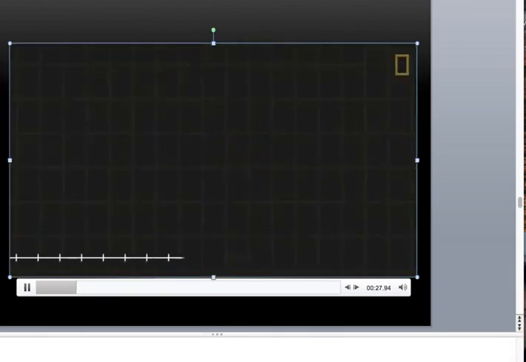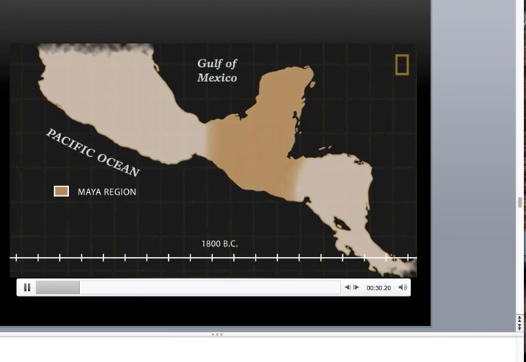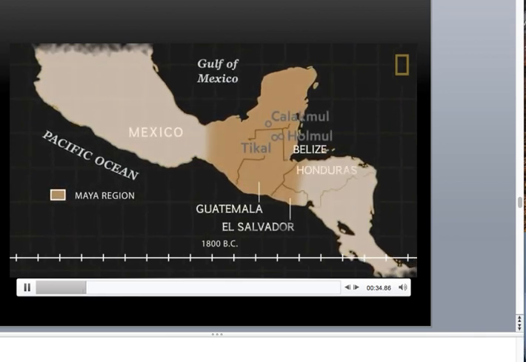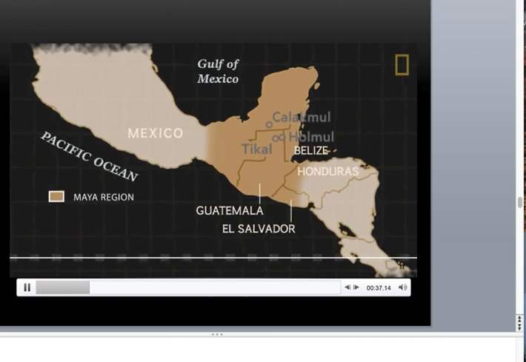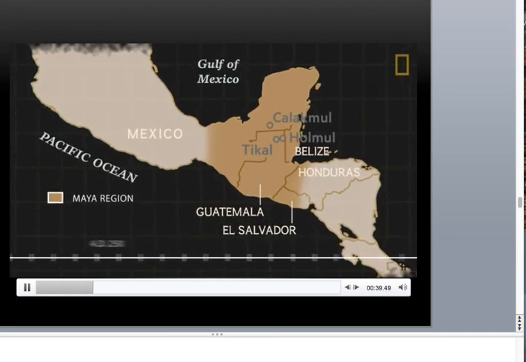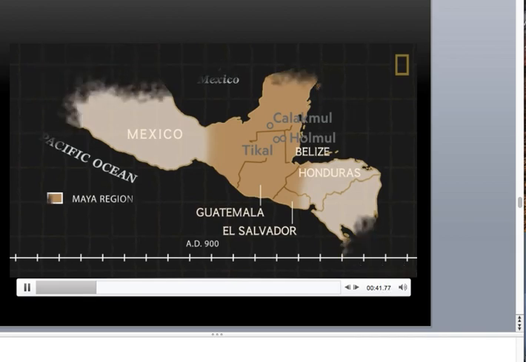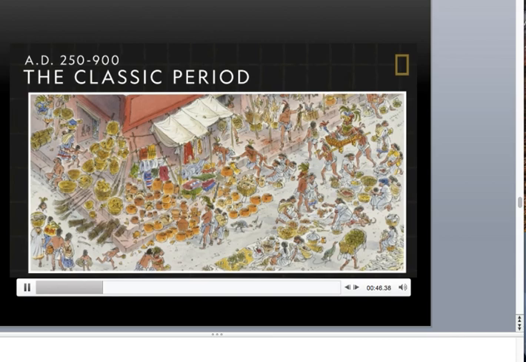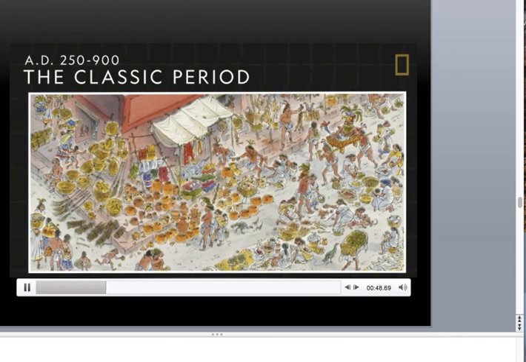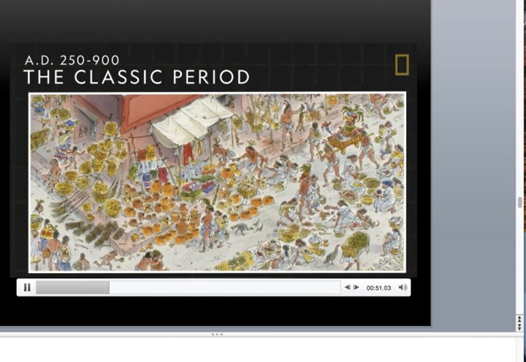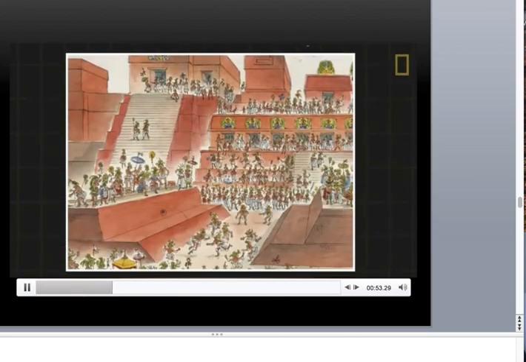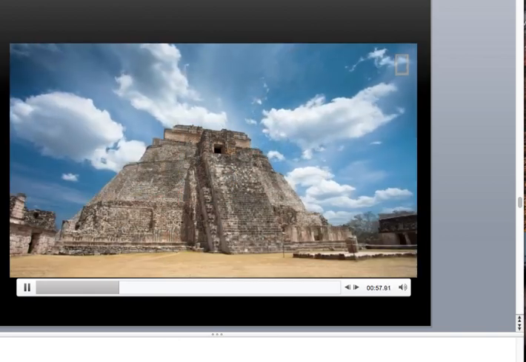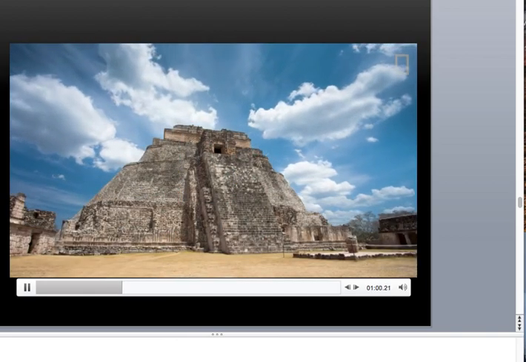As early as 1800 BC, the Maya had begun settling and established villages in what is today Mexico and Central America. Maya civilization peaked from 250 to 900 AD, during what archaeologists call the Classic period. More than 40 cities flourished throughout the region, with populations as large as 50,000. The Maya built magnificent urban centers consisting of stone structures, including pyramid temples that were central to Maya religious practices.